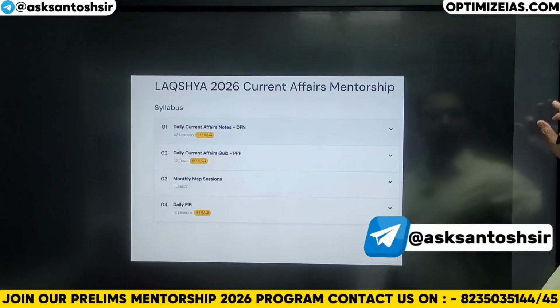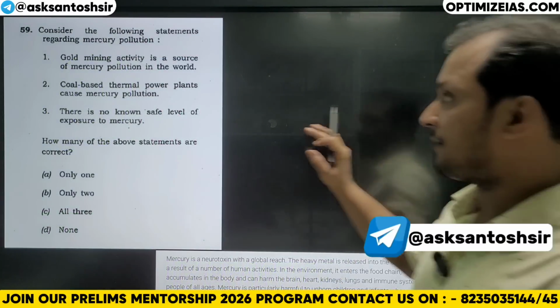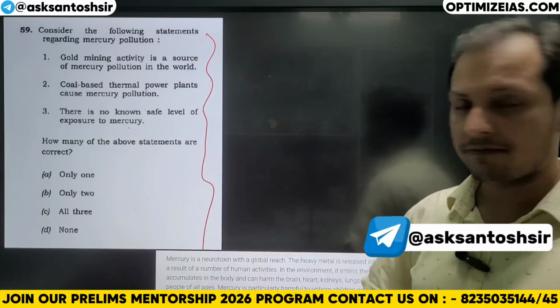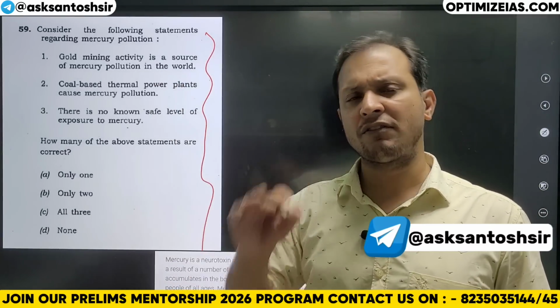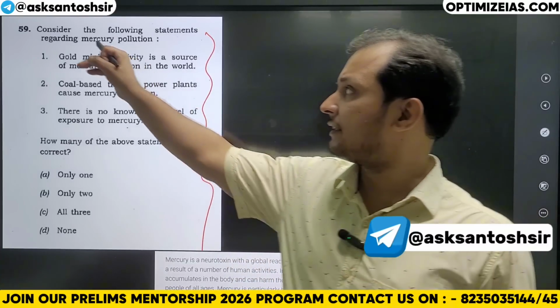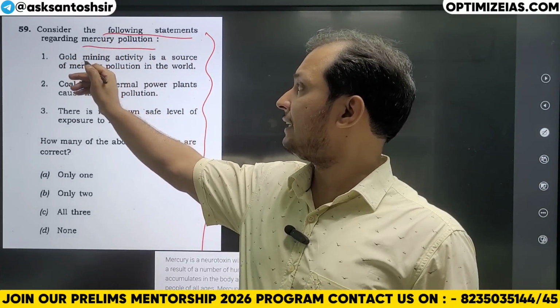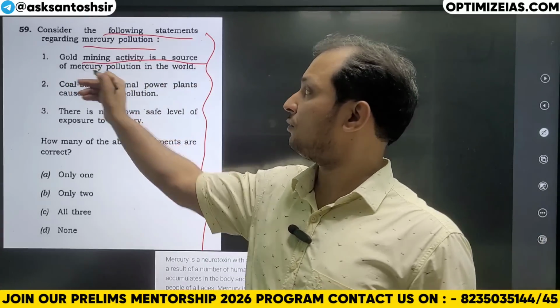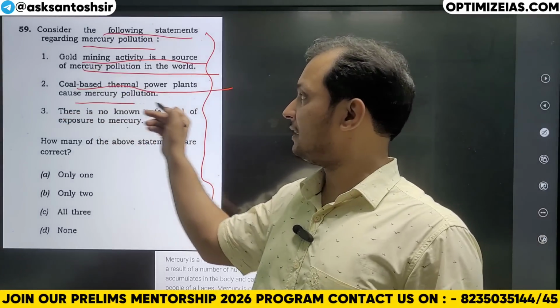Okay, let me come back to this question which I have kept for you. Guys, a very interesting question. Environment based questions and pollution based questions are very popular in UPSC. This is a very important technique I would like to tell you. See, it says: consider the following statements regarding mercury. Gold mining activity is the source of mercury pollution. Coal based thermal power plants cause mercury pollution.